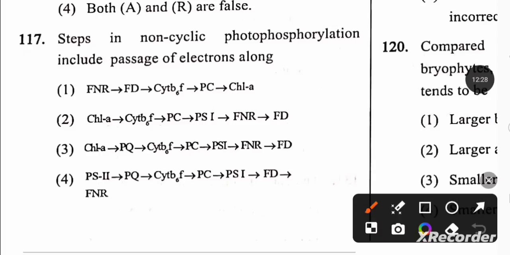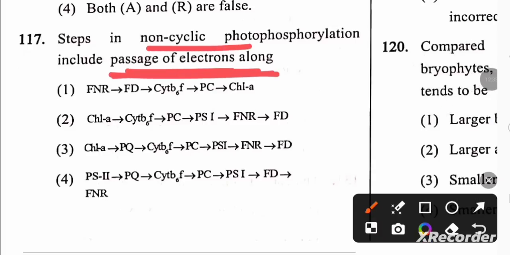Steps in non-cyclic photophosphorylation including the passage of electrons. So passage of electrons in the electron transport chain is from photosystem 2 to plastoquinone, then from plastoquinone to cytochrome b6f, then to PC, plastocyanin, then to photosystem 1, then finally to ferredoxin. So this is the right pathway of electrons.